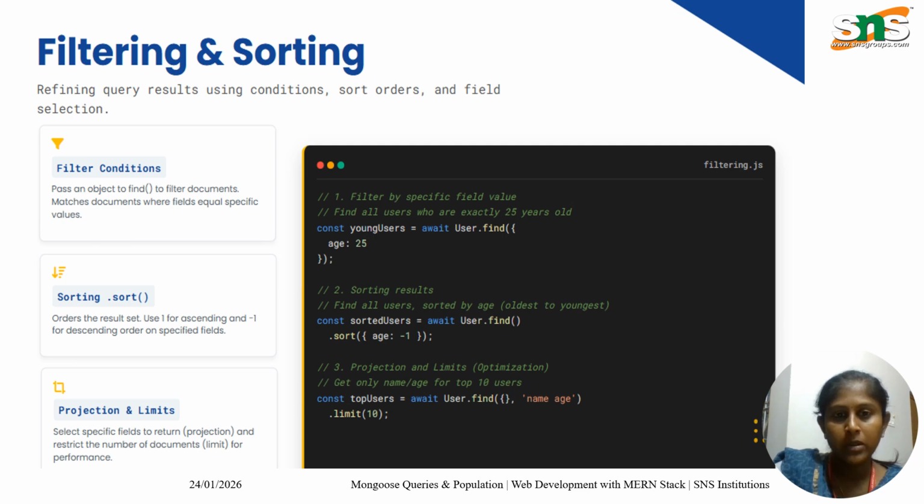Third, projection and limits. Projection allows us to select only specific fields, reducing unnecessary data transfer. For example, returning only name and age. The limit function restricts the number of results, which is important for performance and pagination. So in this example, we filter users by age, sort them in descending order, then limit the results and only return the selected fields.